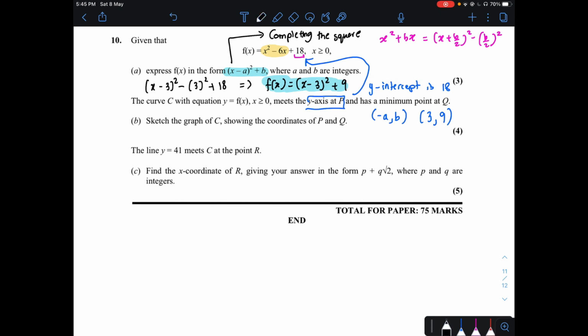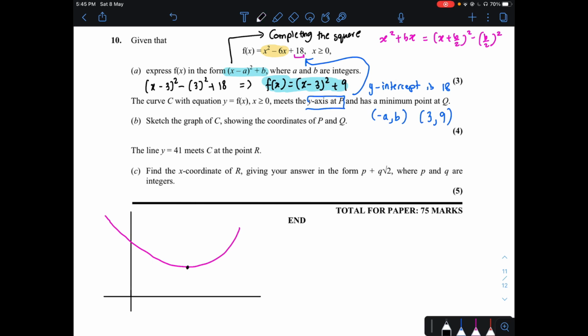So if I was to draw this, let's draw this. This will be U-shaped, right? Because it's a squared graph. I'm going to hopefully try to draw this as parabolic as possible. The first part is parabolic, the second part not so much, but you get the gist.